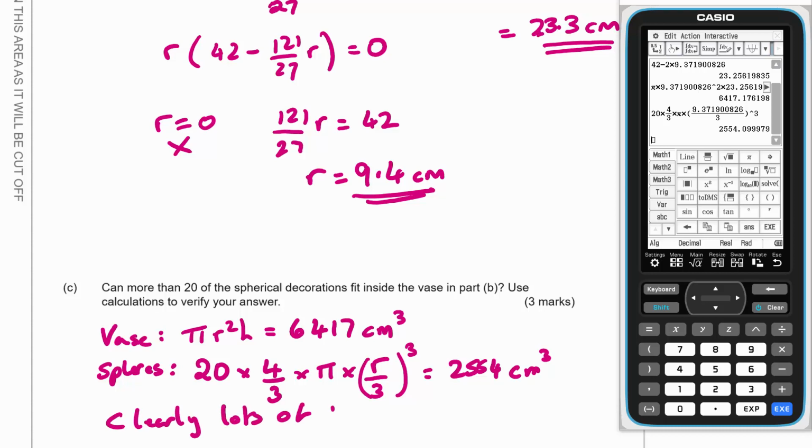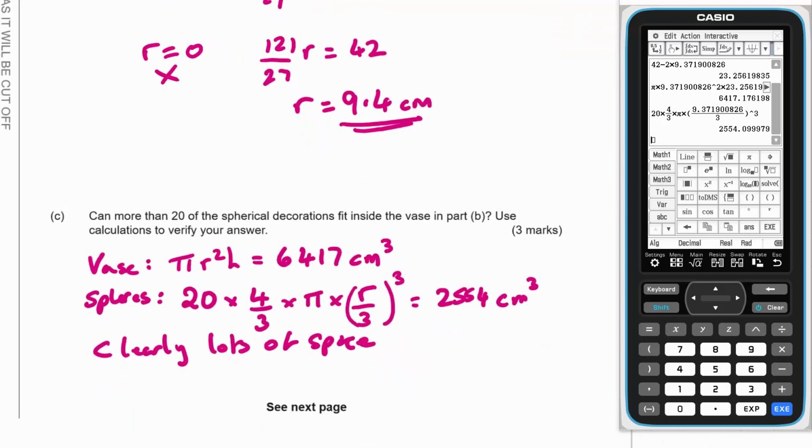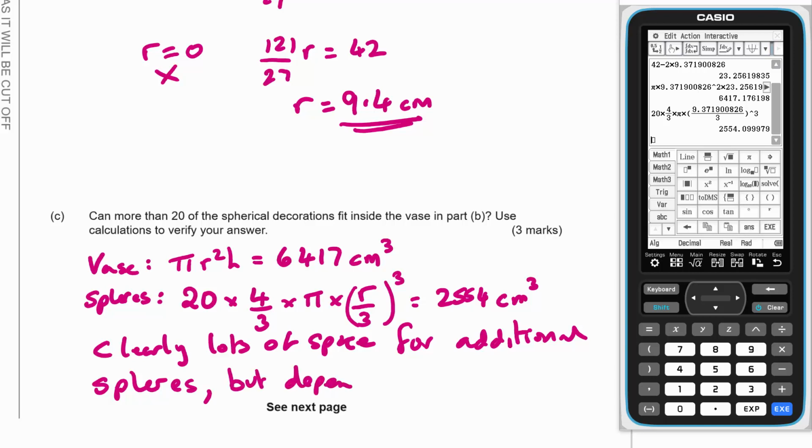So there's clearly lots of space for additional spheres. As we can see here, the spheres actually take up less than half the volume. But it depends on packing. It could well be that we actually can't get one in, even though there's plenty of volume for it.